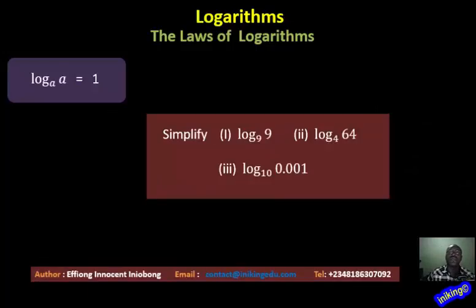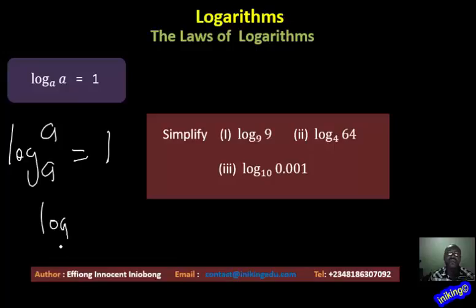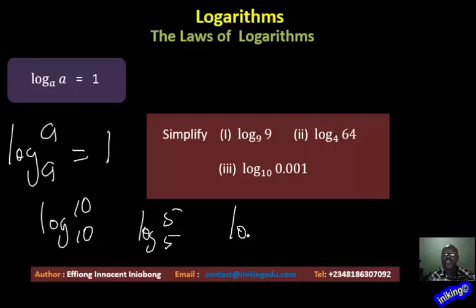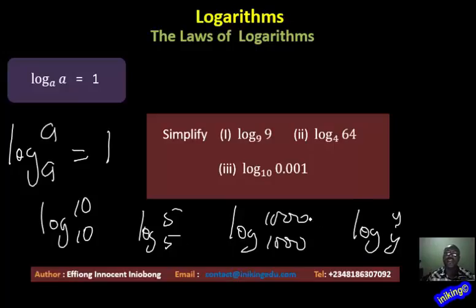Now look at another law. This law simply states that the logarithm of a number expressed to the same base, log of a number, let's call it a, where the base is the same number, is simply 1. Be it log 10 base 10, log 5 base 5, log 1000 base 1000, log y base y, as long as the number and the base are the same, each of these will be equal to 1.